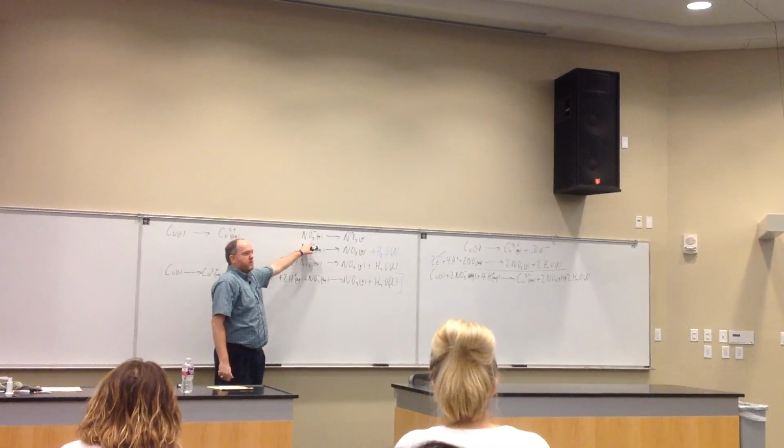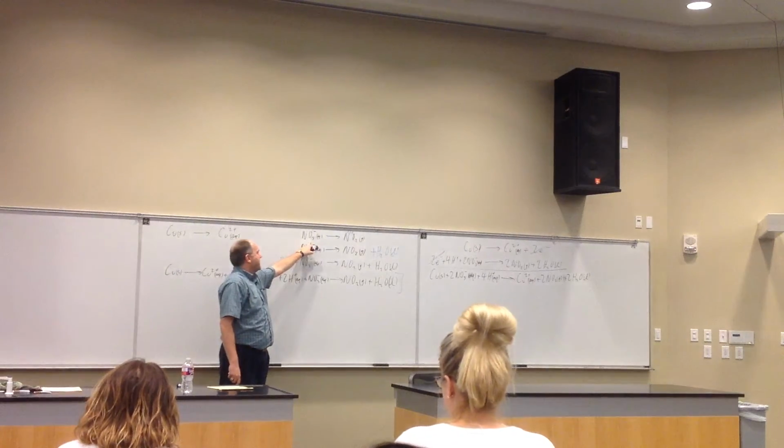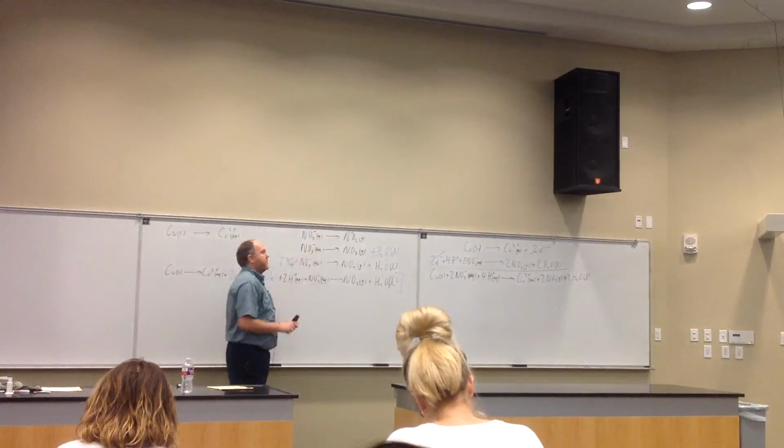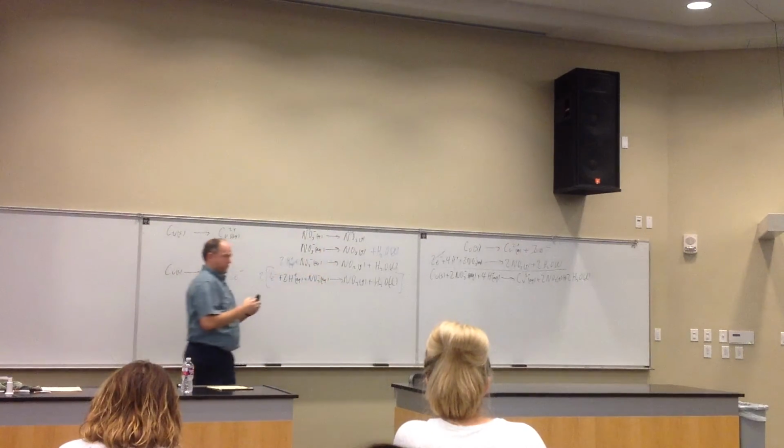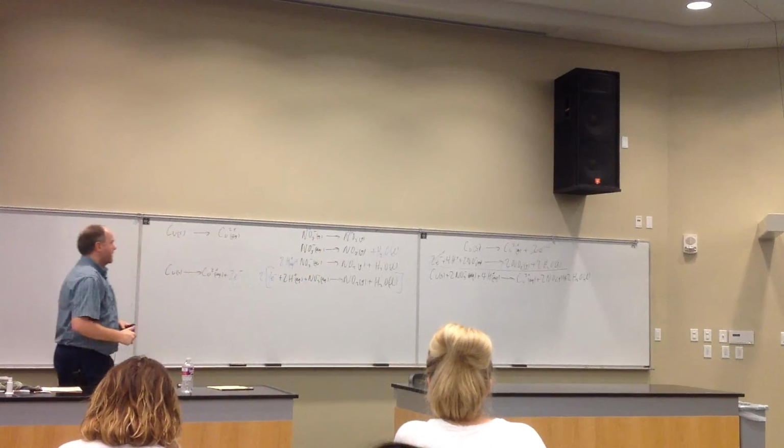This oxygen is still 2 minus. 2 minus times 3 is a minus 6. I have a net minus 1, meaning this nitrogen is a 5 plus charge state. Oxidation. All right.